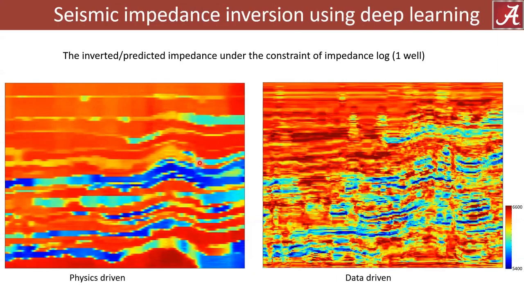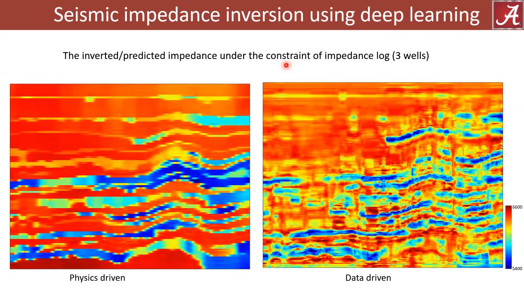And here's the result of two different methods with only one well, just in the middle. We can see the data-driven method has a terrible result because one well is not enough. Even if we generate more pseudo wells, one well is not enough to get a good result here. But we can see the physics-driven method is good because we majorly rely on the difference between seismic data and the synthetic data.